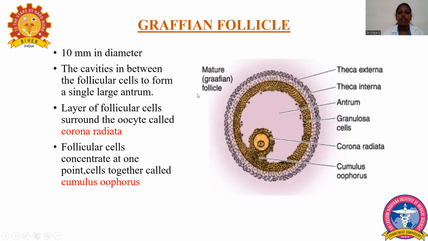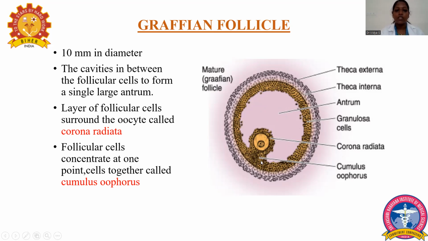Coming to the Graafian follicle, we call it the mature follicle. It comes under 10 mm in diameter. The cavities between the follicular cells form a single large antrum. I told you the antrum is just a fluid-filled cavity. This is the primary oocyte, and you can see the space here, that is an antrum. The layer of follicular cells surrounding the oocyte is called the corona radiata.